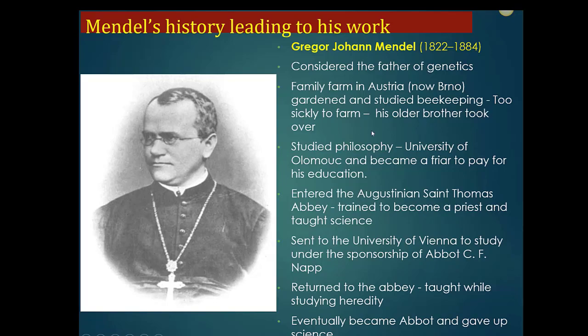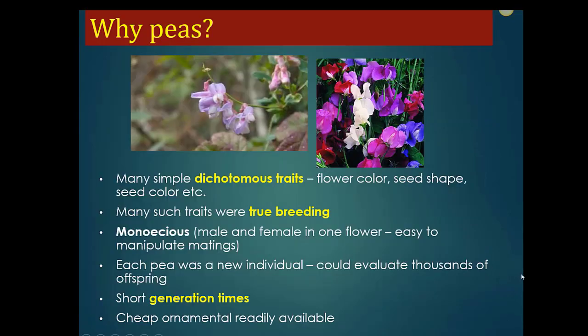He was kind of sickly on the farm, so his brother took over. He went on to the university to study philosophy and became a friar to pay for his education. He then entered the Augustinian St. Thomas Abbey, trained to become a priest, and taught science. He was sent to the University of Vienna to study under the sponsorship of Abbot C.F. Knapp. When he returned to the abbey, he taught for a while, studying heredity, and eventually became an abbot and gave up science.